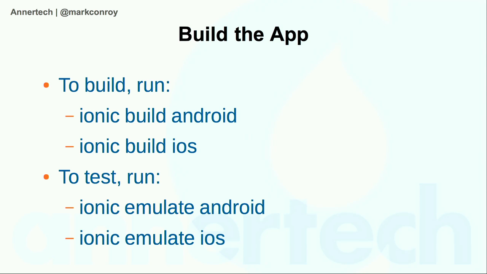So presume you've got an Android emulator, and presume you've got an iOS emulator on your computer, you just run ionic emulate android, it powers up the Android emulator and it shows you what it's going to look like. Ionic emulate ios, and it shows what it's going to look like in your iOS simulator.